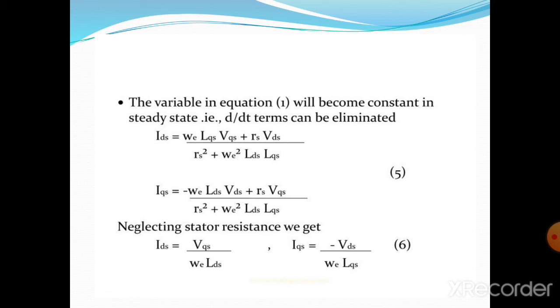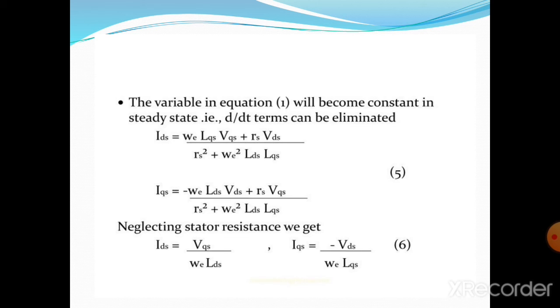And next one is we write the equation of variables in synchronous reluctance motor. IDS is equal to VQS divided by WE into LDS. In this term, L is inductance, and LDS is the direct axis inductance. That means IQS is equal to minus VDS divided by WE into LQS.